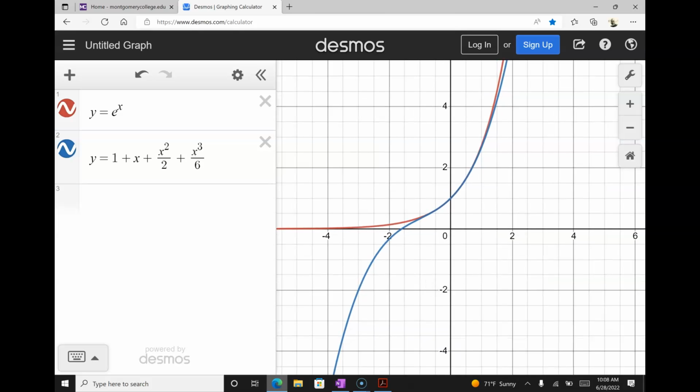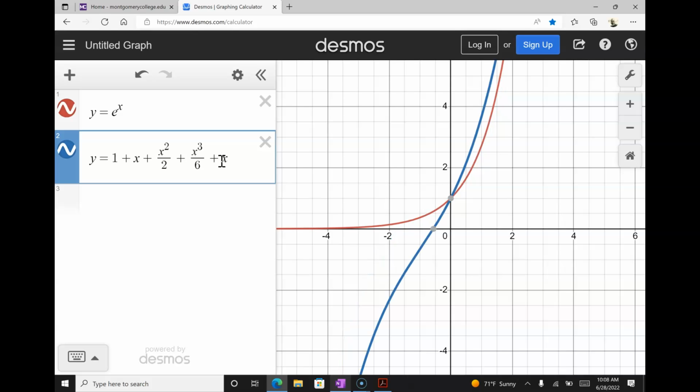And remember, we're trying to see that this thing's expanding past positive 1 and left of negative 1. What's my next term? X to the fourth over 24, right? All right, definitely made it past it, right? Almost to 1.5. So you see this thing is just going to keep expanding and covering the entire curve.